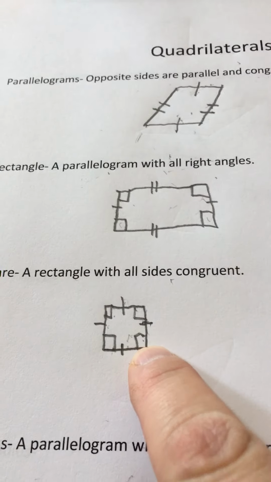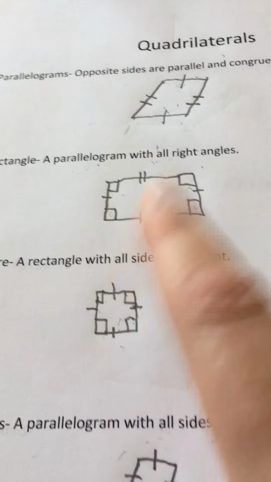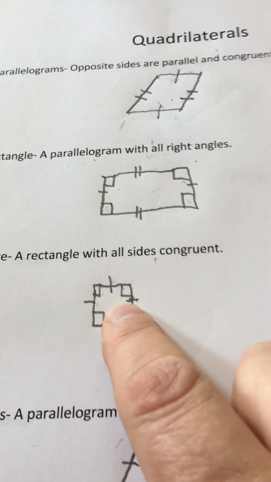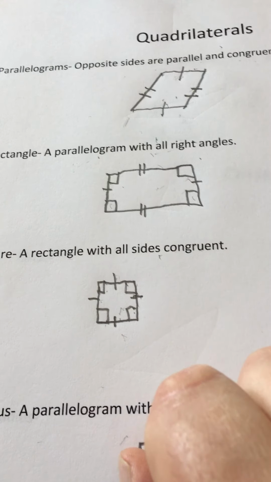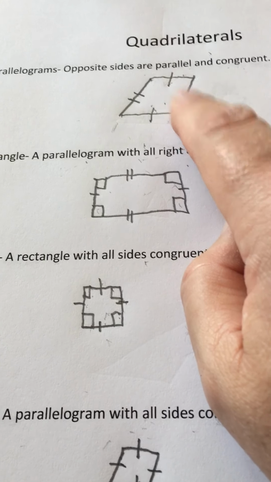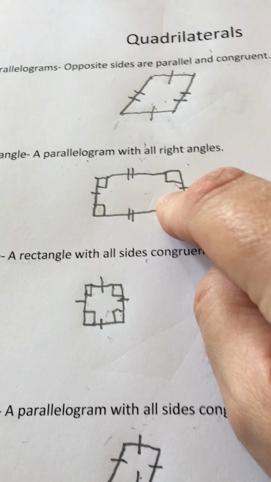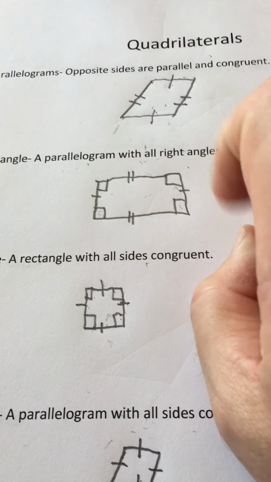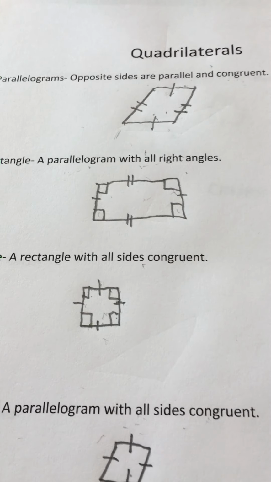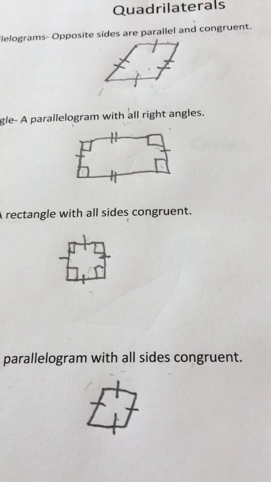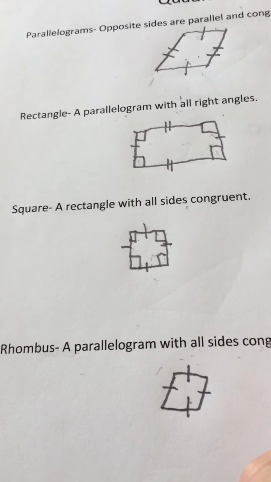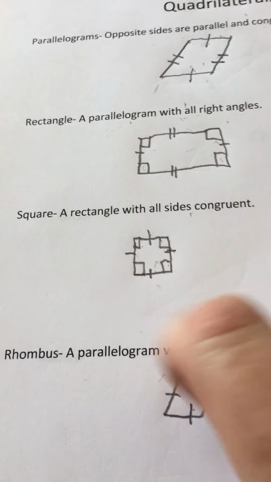All squares are parallelograms. All squares are rectangles. All squares are quadrilaterals. But not all rectangles are squares. This is a parallelogram. A rectangle is a parallelogram, but not all parallelograms are rectangles. It's crazy, right? By the way, rhombuses can be squares. You can say that's a rhombus as well.